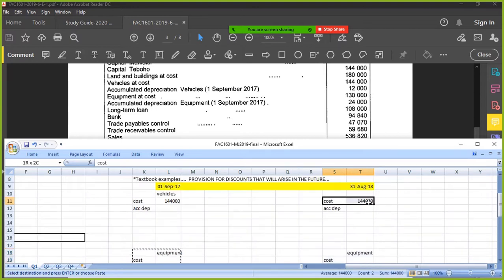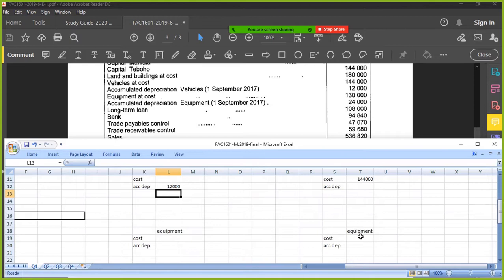This cost is at the end. This accumulated is at the beginning. So 12,000 here. Okay, equipment at cost 130. Depreciation 24. Okay, that does make a difference because I might have to adjust those figures. Right, so that's it. I've got everything.